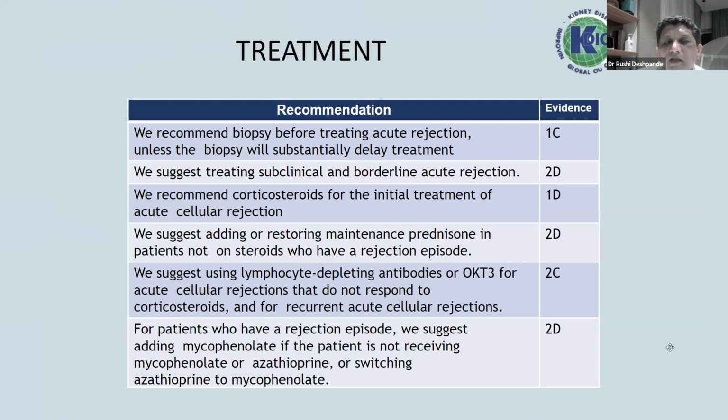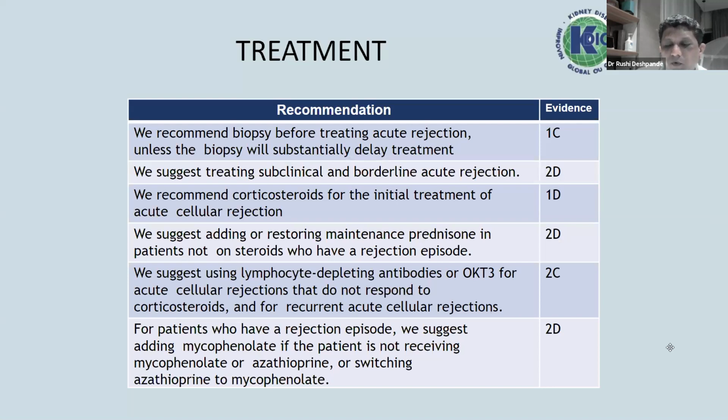Treatment: ideally we should have a biopsy before treating rejection. Whether or not we should treat subclinical and borderline acute rejection is open to discussion, but most of us would agree to treat it. We really don't want it to become clinical and significant. Initial treatment is in the form of corticosteroids. Normally a short pulse of corticosteroid, followed by increasing the maintenance dose of steroid, is the usual treatment.